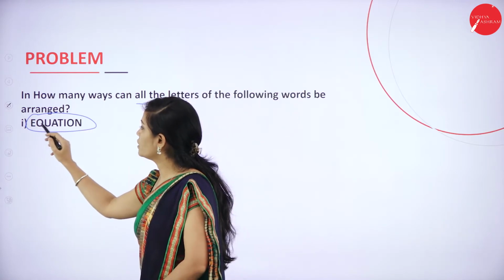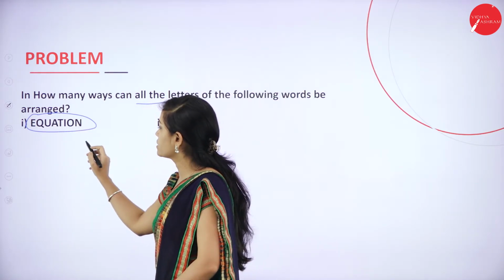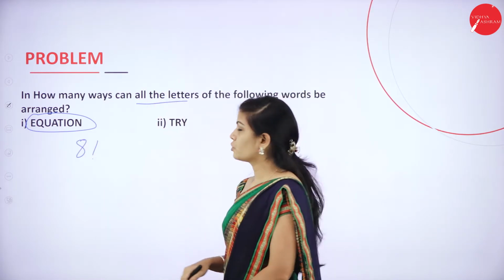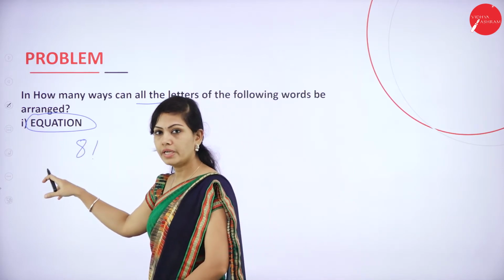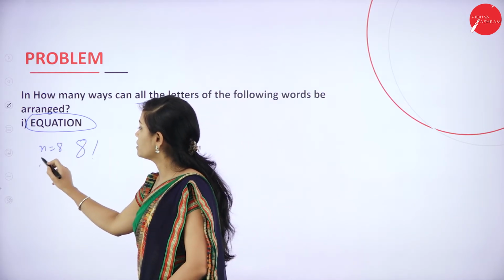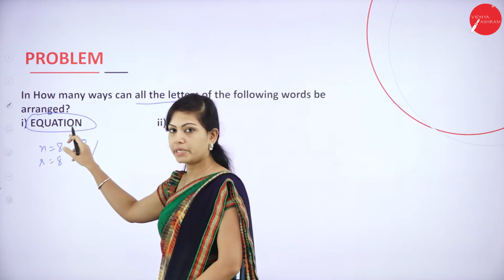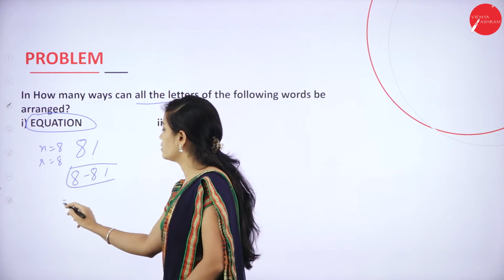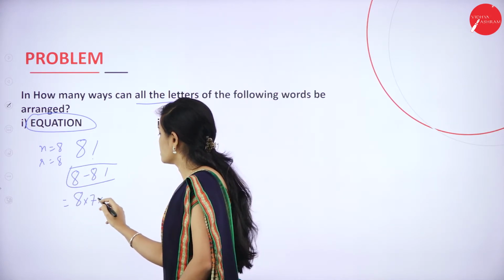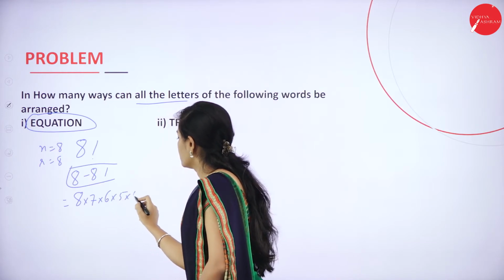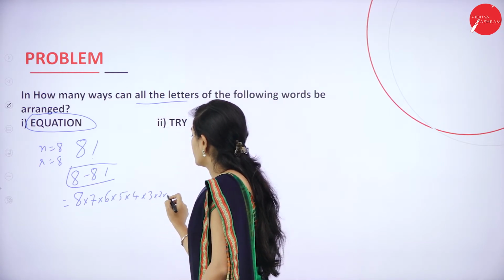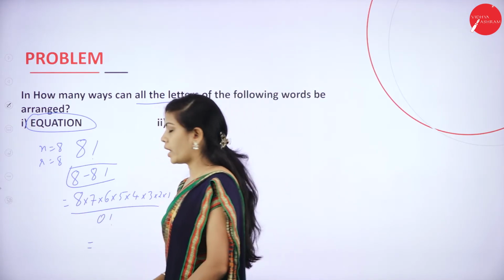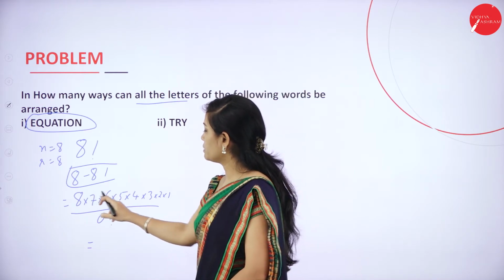So totally I have 1, 2, 3, 4, 5, 6, 7, 8 letters, that is 8 factorial. So here the n value is 8, n is equal to 8, and r is also equal to 8. There is no repetition. So 8 factorial by (8 minus 8) factorial. 8 factorial means 8, 7, 6, 5, 4, 3, 2 and 1 divided by 0 factorial. 0 factorial is 1 and the final answer is to multiply all the terms.